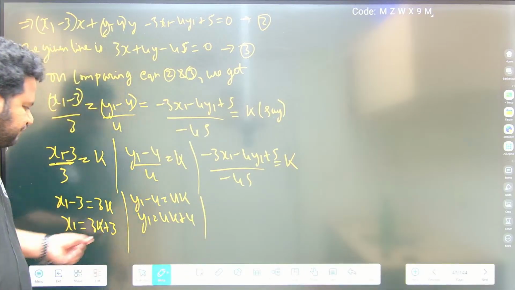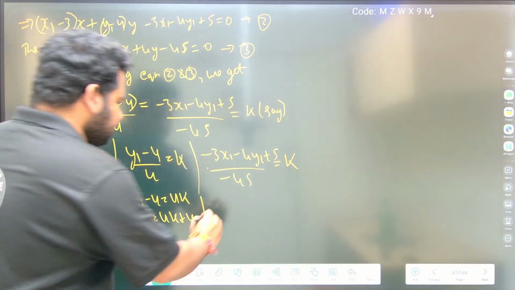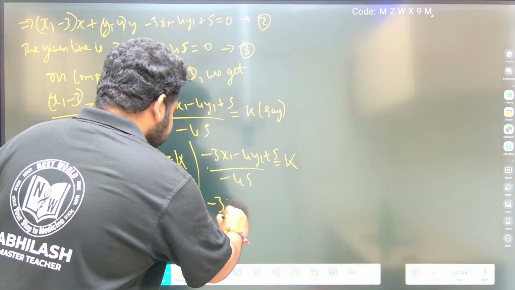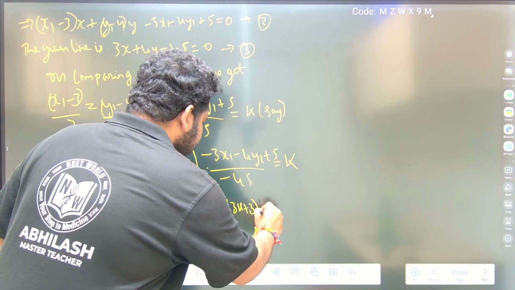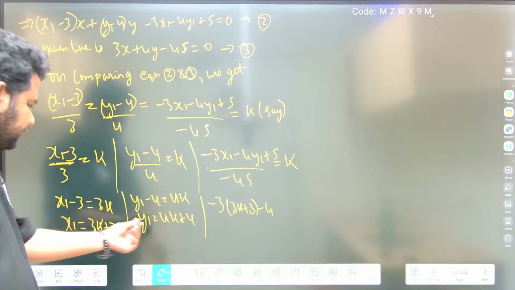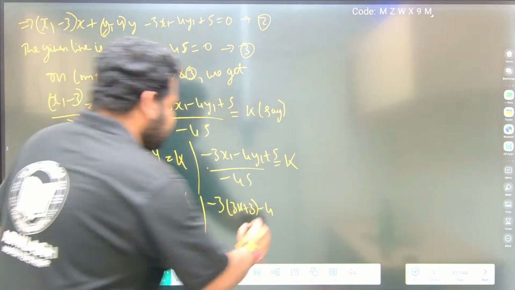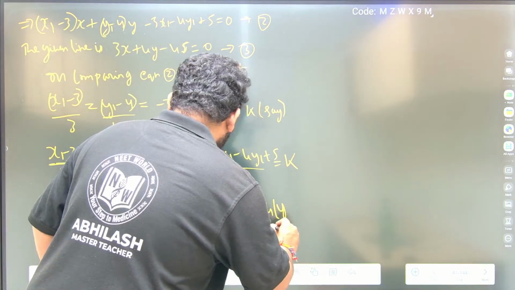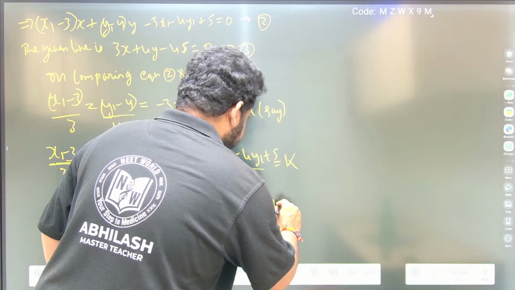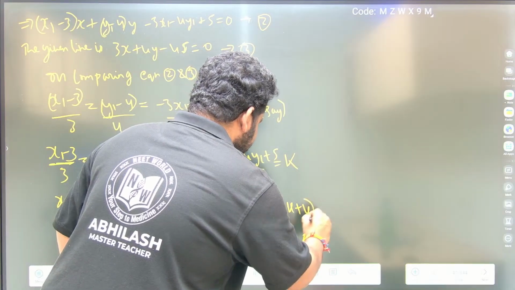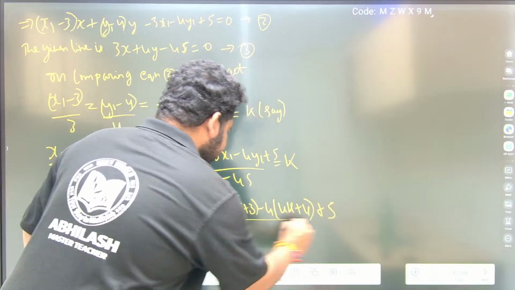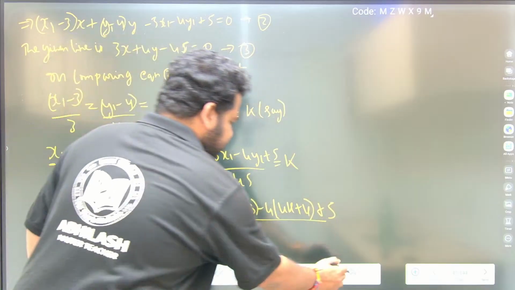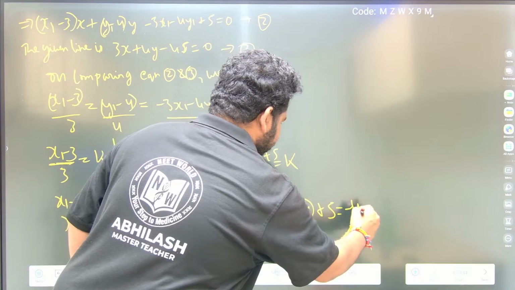Now we will put the value of x1, y1 in this equation. So this will become minus 3 into 3k plus 3. Put the value of y1 here, which is 4k plus 4. Then 4k plus 4 plus 5, divided by 45, minus 45. Instead of writing it, I can write it here, minus 45k.